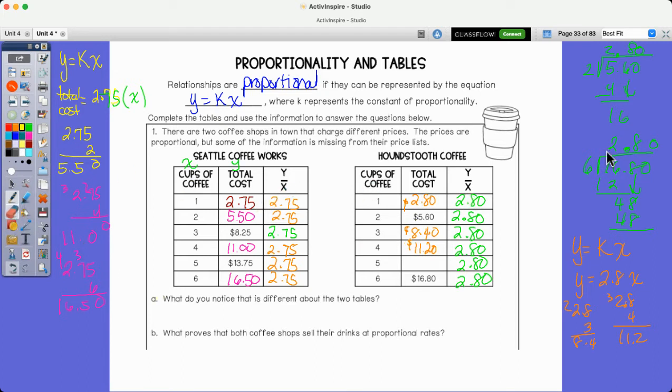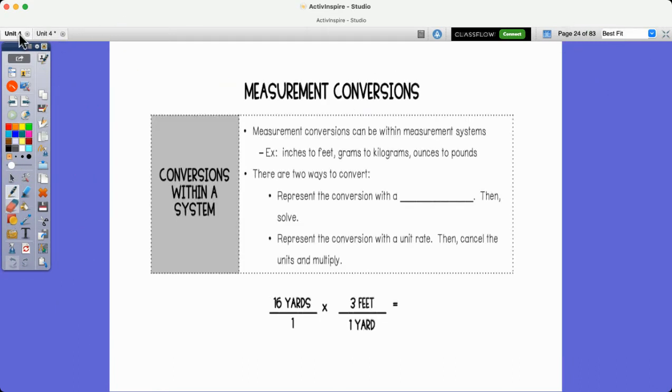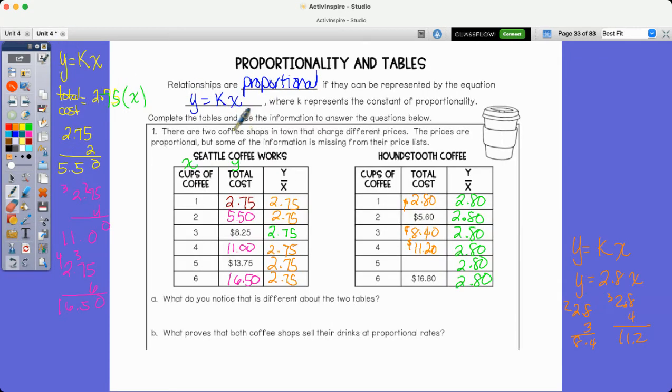Let's erase some of this up here. Give myself some room. Okay. And then, sorry guys. I lost my page. There we go. Whew, I was scared for a second.